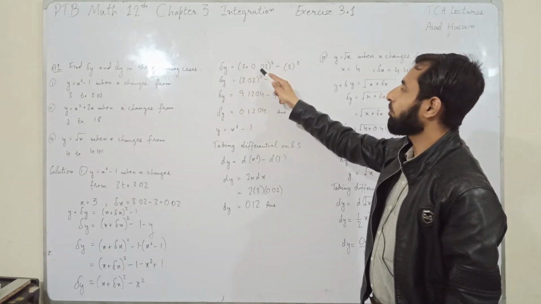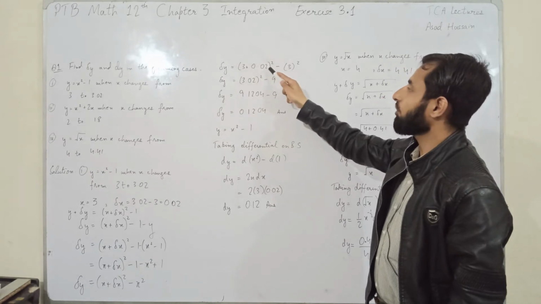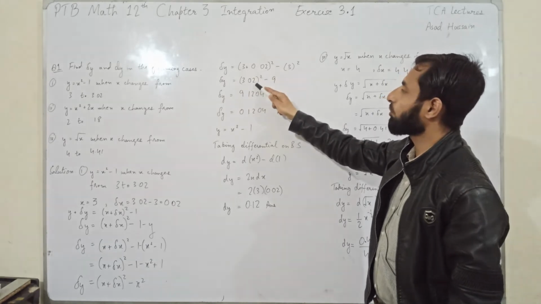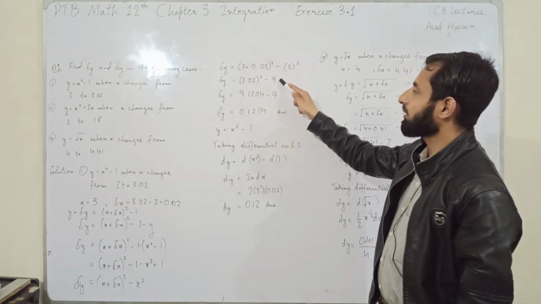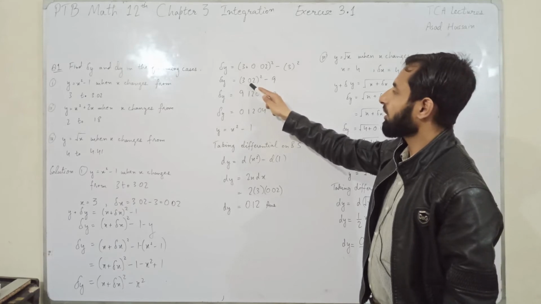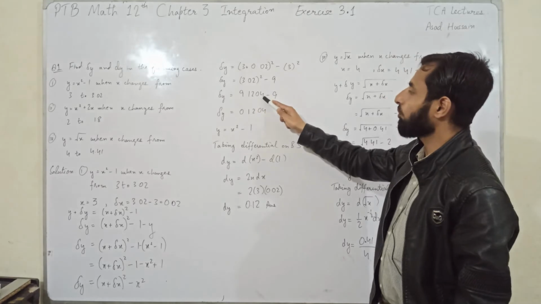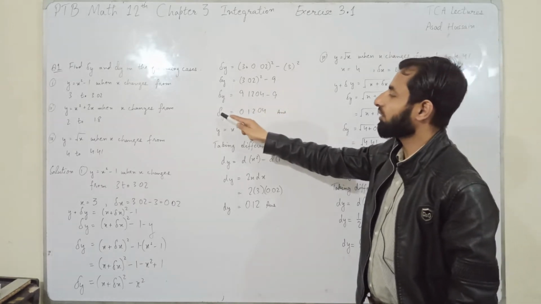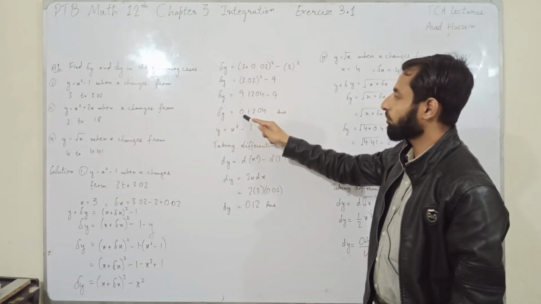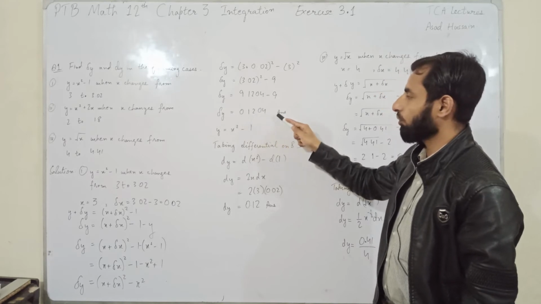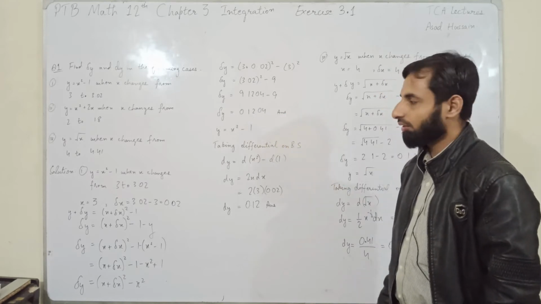3 plus 0.02 gives us 3.02 whole square minus 9. The square of 3.02 is 9.1204, minus 9, which gives us delta y is equal to 0.1204. This is our first answer.